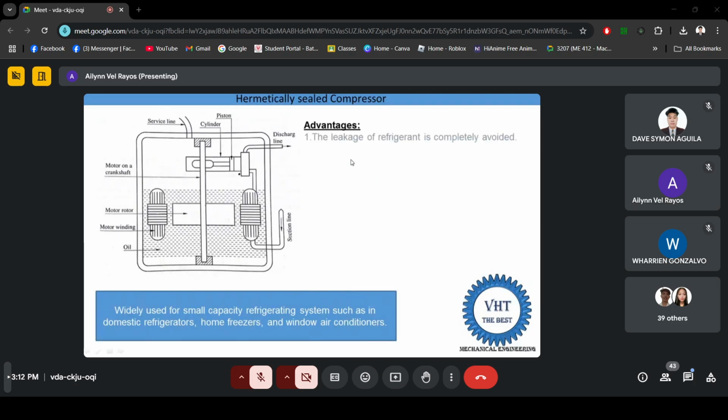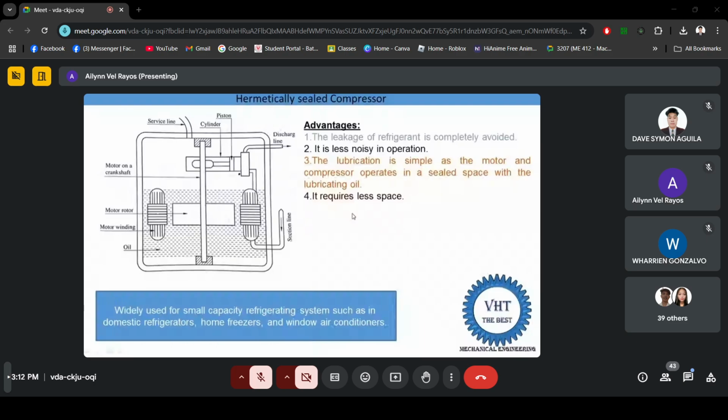Next, its advantages. The leakage of refrigerant is completely avoided. Even if a leak occurs inside this compressor, it is also sealed, so leakage is not a problem. It has less noisy operation because the motor is completely sealed by the steel material, so noise is lower. Lubrication is simple, as the motor and compressor operate in a sealed space with lubricating oil. It also requires less space, because when we install the motor and compressor separately, it requires a larger space. Next, the disadvantages. Maintenance is difficult because the moving parts are not accessible.